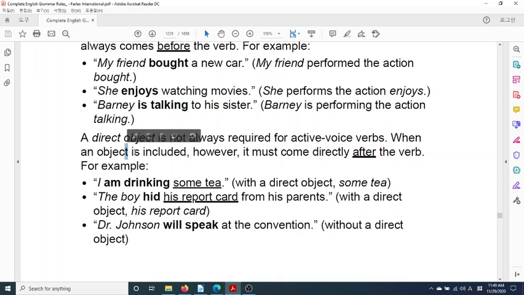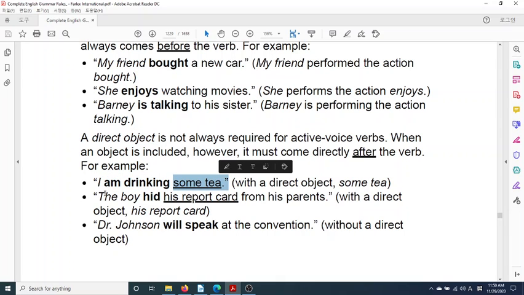When an object is included, however, it must come directly after the verb. So, think of the example that we had up there where she sings well, right? There's no direct object in "she sings well," but we still have that adverb there, well, substituting for an object. And when you have an object in an active voice sentence, it has to be right after the verb.